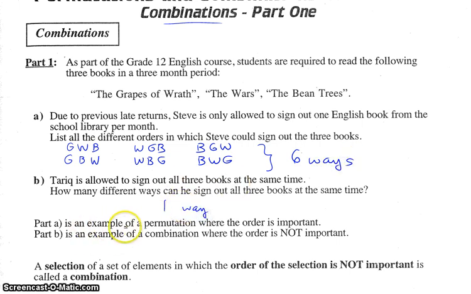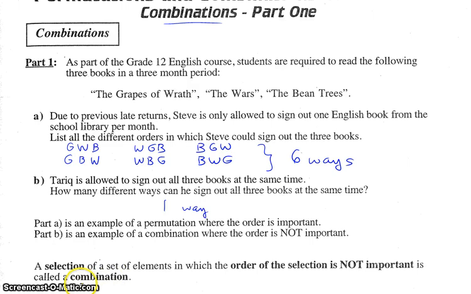Part A is an example of a permutation, right? Because the order in which he signed them out mattered. So we had different permutations. But part B is an example of a combination, where the order wasn't important. We walk up, they scan them through. It didn't matter the order in which they scanned them through because he's taking all 3 home.